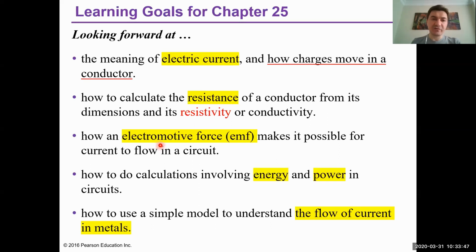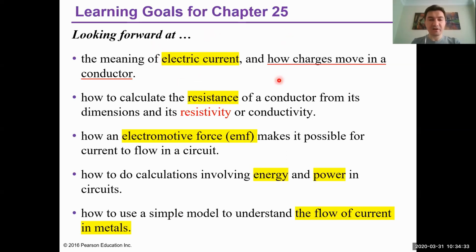And next lecture, we will see electromotive force, which makes it possible for current to flow in a circuit. And we will also see energy and power. You remember during the last lecture in capacitors, we discussed energy and power of charges. Again, during that lecture, we will also see how to calculate energy and power in circuits. And we will also try to understand the flow of current in metals. So this is the content of chapter 25.